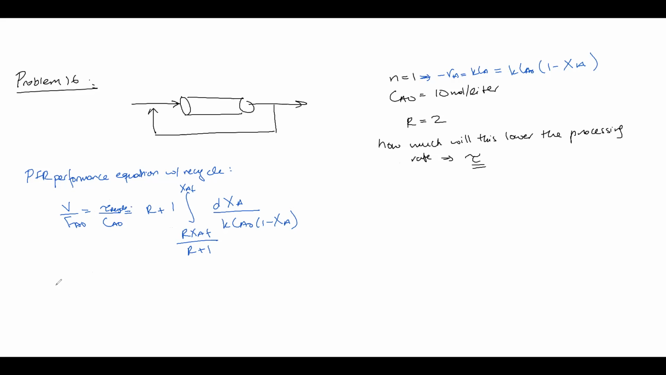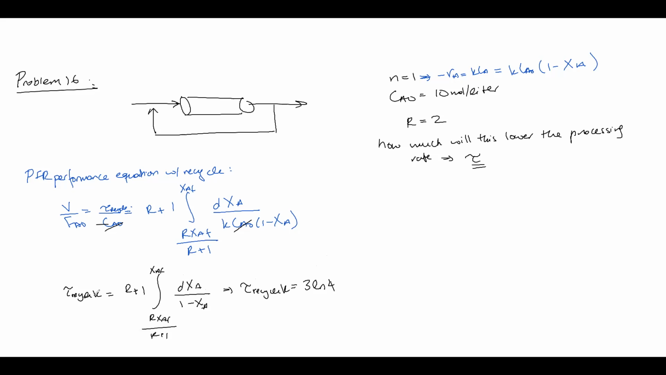if I plug in the numbers for this expression, let's have a look here. So the CA naught is going to cancel the CA naught. I'm going to take the tau k's, so I'm going to move the k to the side. So I'm going to get tau recycle k is equal to (R plus 1) times the integral from XA f over R plus 1 to XA f of dXA over (1 minus XA). You do the integral, you evaluate everything, you're going to get your tau recycle k will be 3 ln 4, okay?